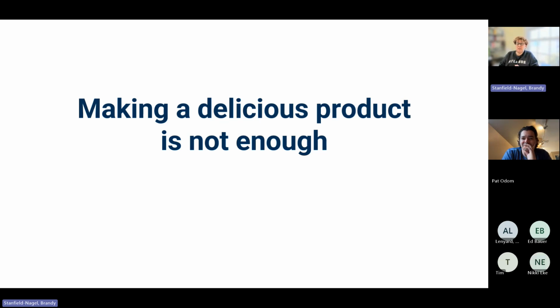When we think about the business model canvas for food and beverage companies, I think the most important thing I want to tell you is that making a delicious product is not enough. It is a starting point, but there's more that goes into growing that business.